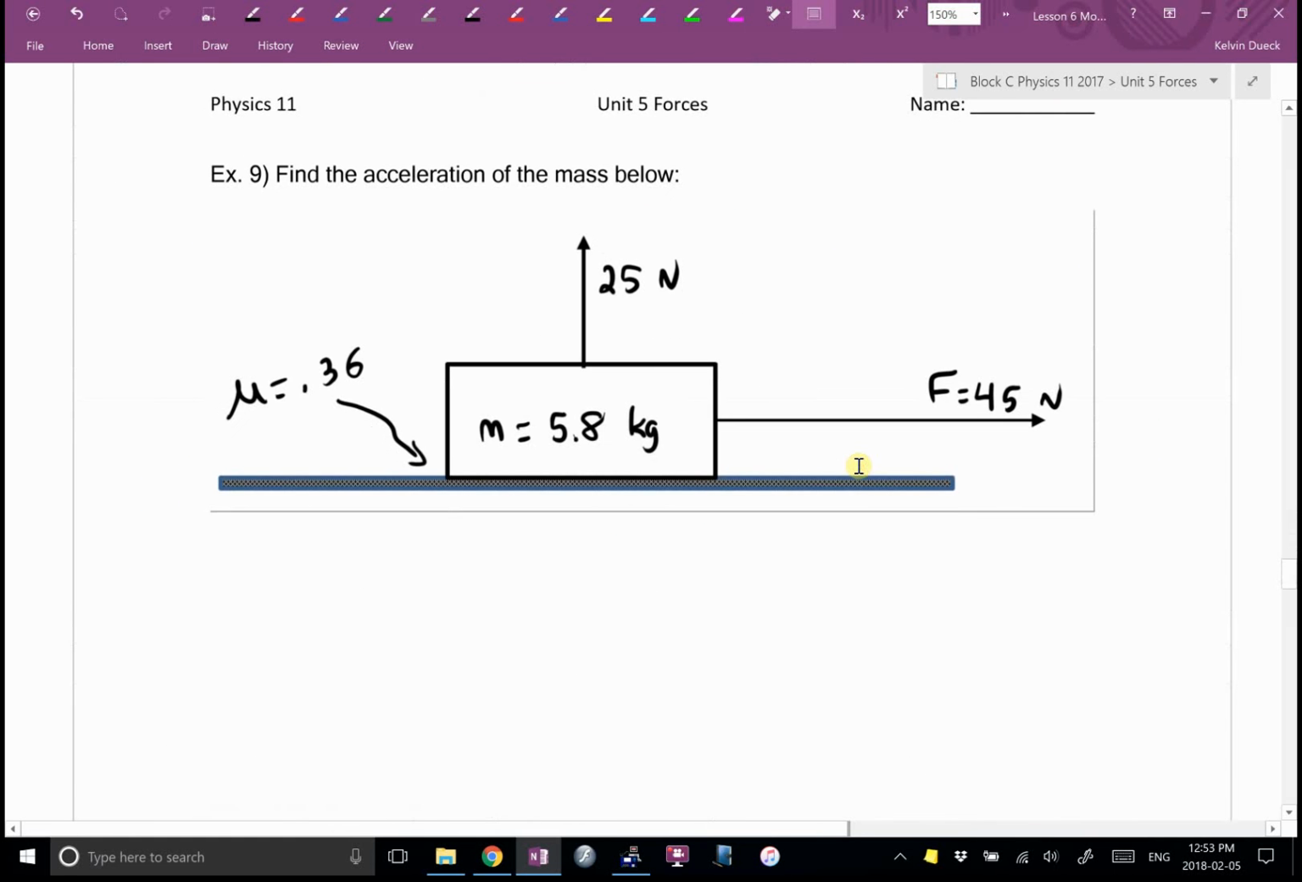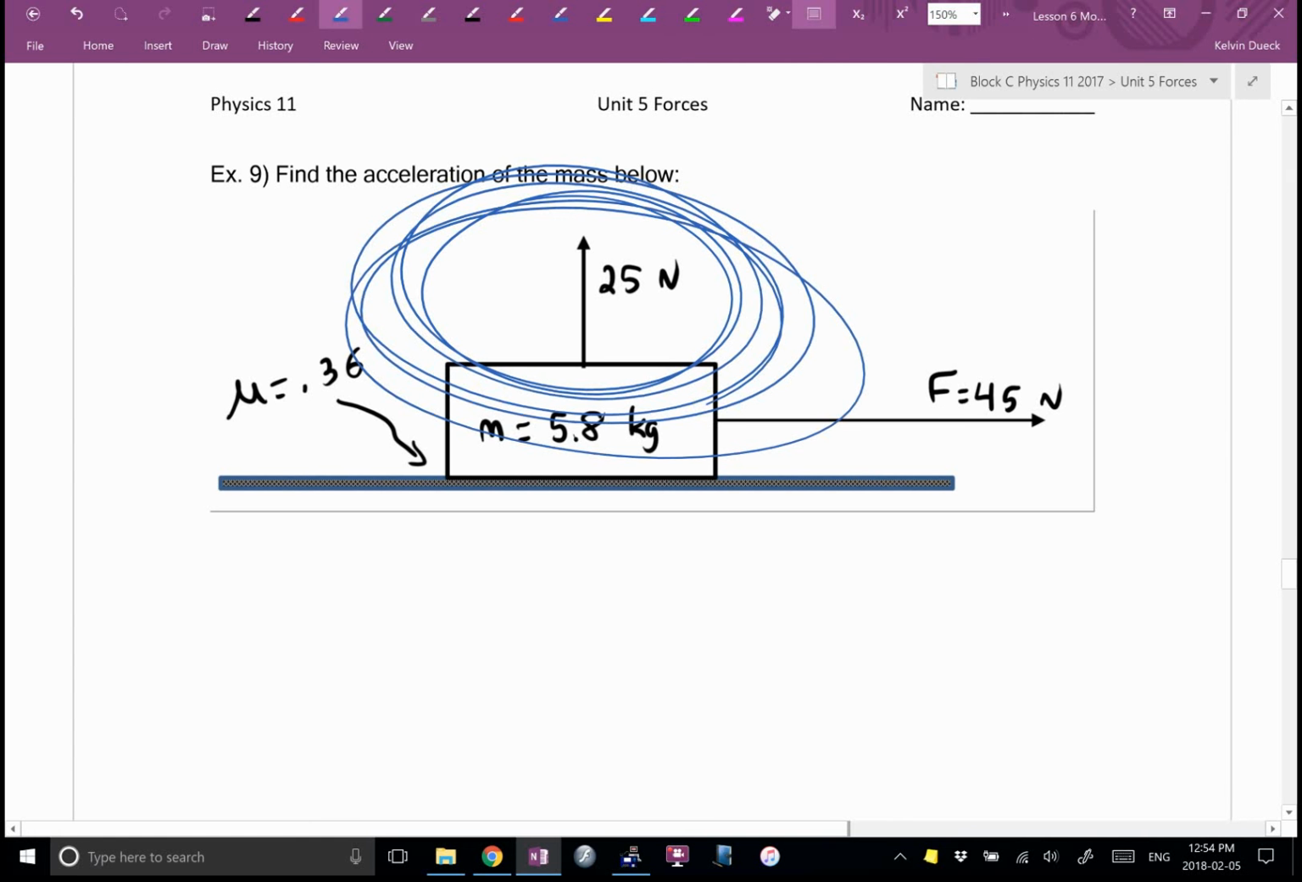Emma, what's the first thing you notice in example 9? What's standing out on the picture? No, but in that picture, what's looking weird that we normally don't have? Isn't this the weird part? No, there's a vertical, there's another vertical force. Here's what that's going to mean: normal force is not going to be mg. It's not going to be mg.